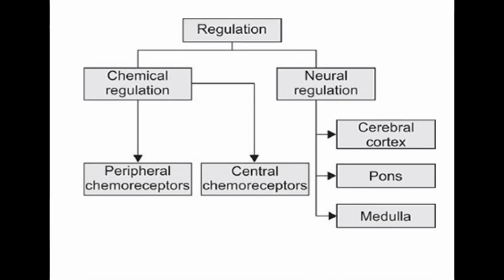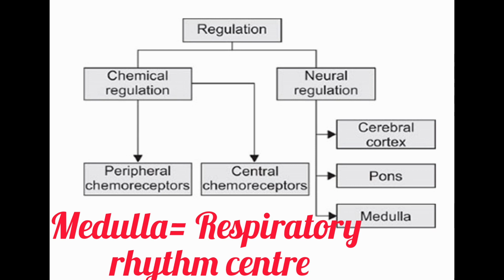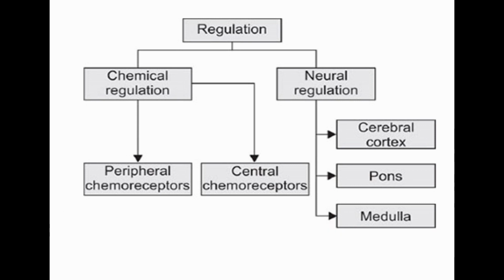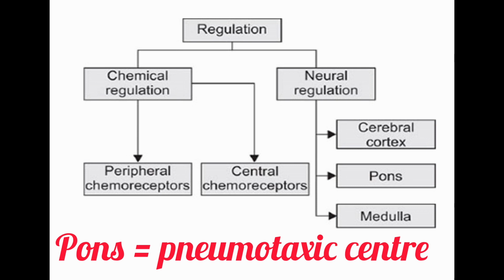So basically here we have two centers of respiration. One is the neural control of regulation. Second one is the chemical control of regulation. In neural control of regulation, we have two centers. One is present in the medulla and the second one is present in the pons. In the medulla, the center is known as the respiratory rhythm center. It controls the rhythm of respiration, in simple words. Whereas the pons is known as the pneumotaxic center, which moderates the function of the rhythm center.